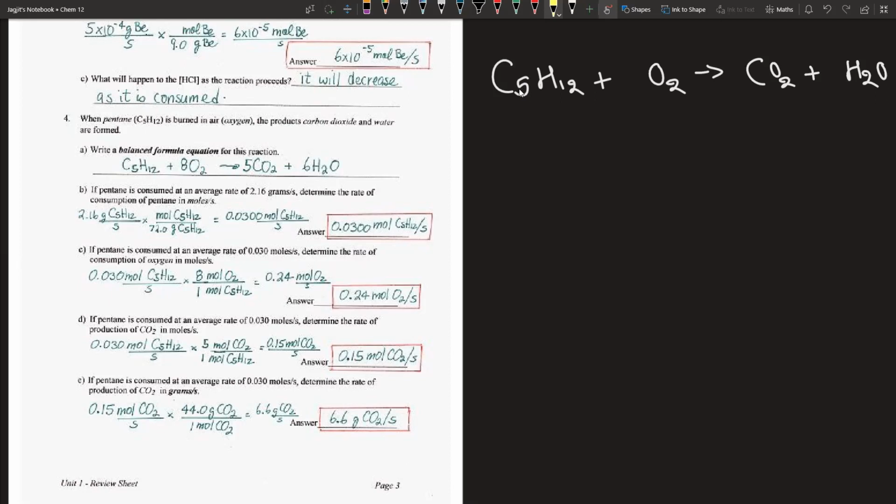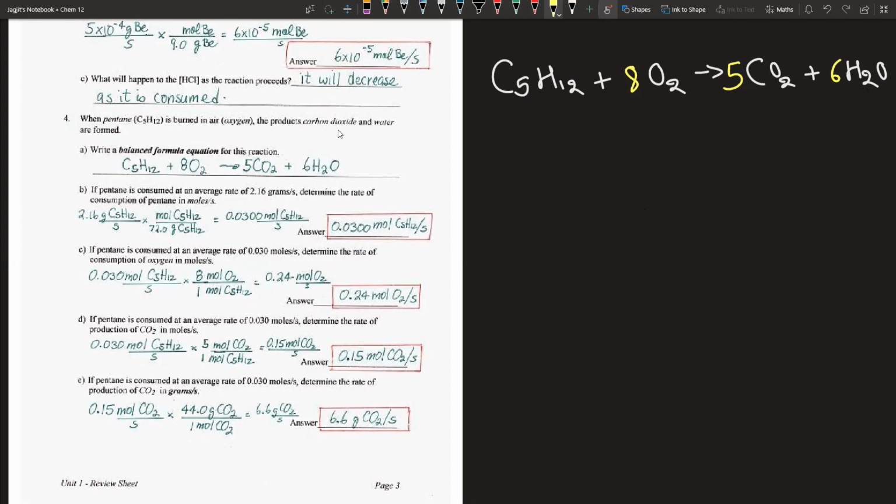There are 5 C's on the left, so we need to put a 5 here. Then you ask yourself, how many hydrogens do we have here? 12. Over there, I only see 2, so why don't we put a 6 there? Now ask yourself, how many oxygens are there on the right? 5 times 2 is 10, plus 6 is 16. Over here, I only see 2, so we just need to put 8 there. And we balance this equation.